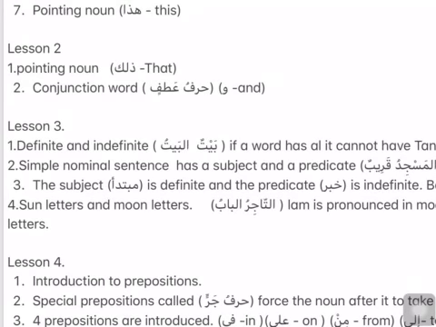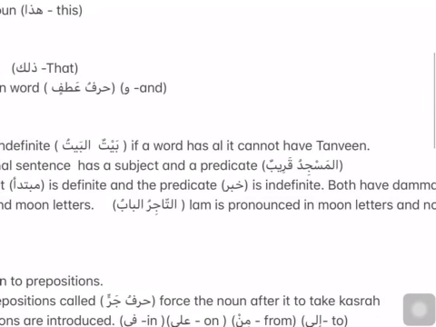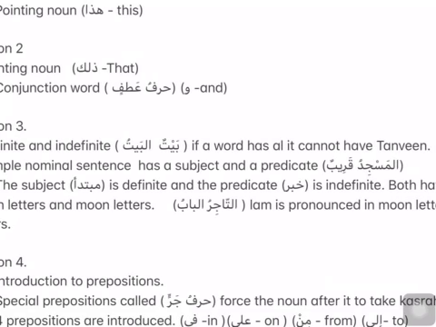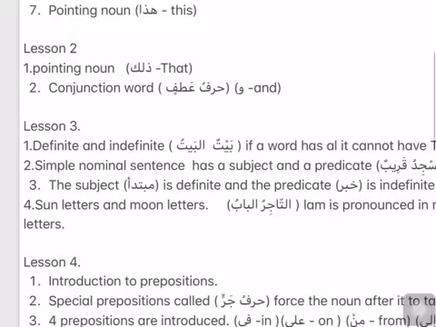In lesson 3, we were introduced to definite and indefinite. For instance, baitun is an indefinite word, nakira, and al-baitu is a definite word, ma'rifa. We learned that if a word has al, it cannot have tanween. Again, we were taught about simple nominal sentences in a bit more detail, the subject and predicate. Al-masjidu qareebun. Al-masjid is the subject, qareeb is the predicate.